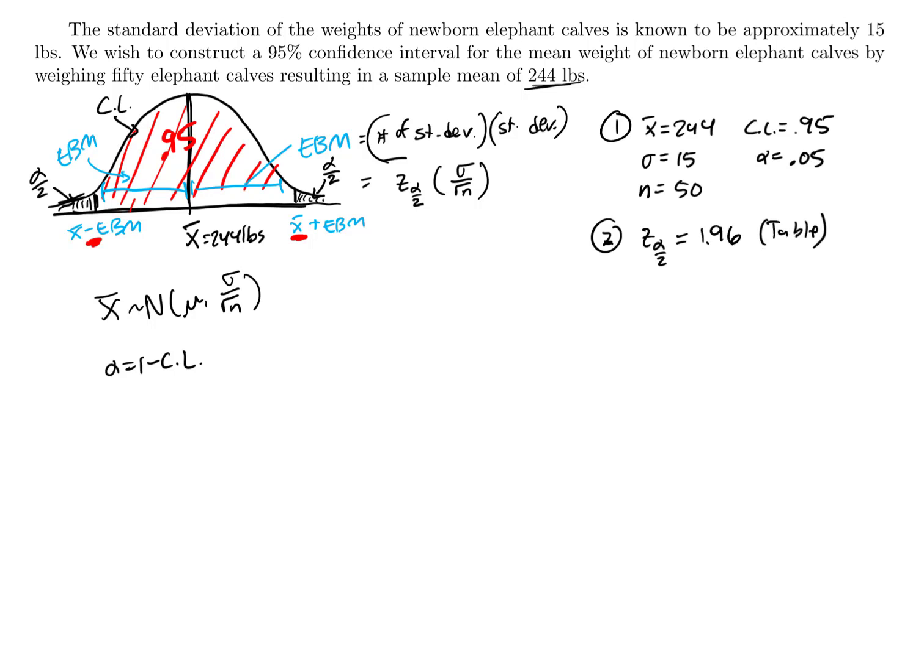Okay, now thirdly, once we have that, we need to go ahead and calculate our error bound. Again, this is that distance going from our mean up to these numbers in both directions. And we said the error bound was the z alpha over 2 times sigma over root n. We know that z alpha over 2 is 1.96, that sigma is 15, and that n is 50. So I have 15 divided by the square root of 50.